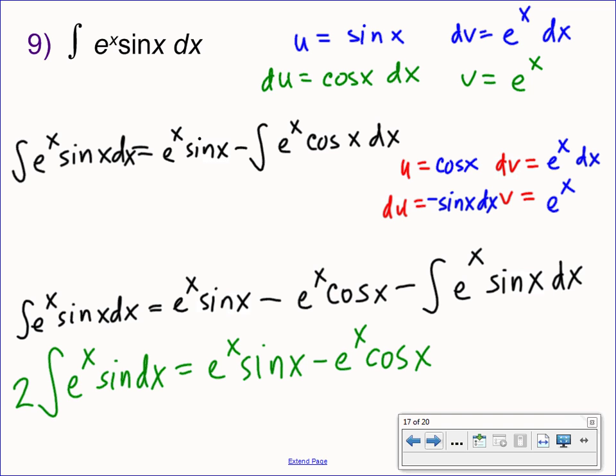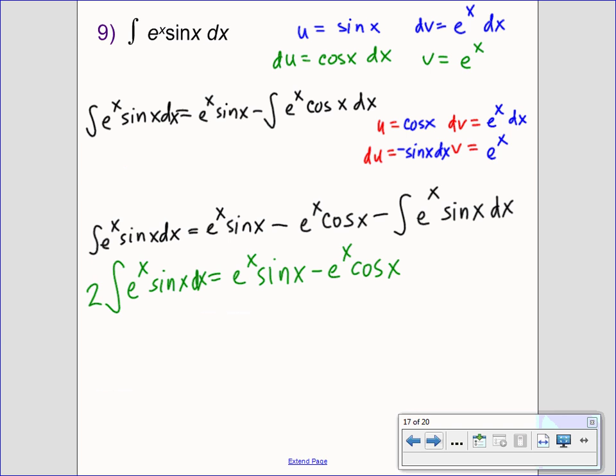Could I solve for the integral of e to the x sine of x? This should not be sin dx, it should be sine of x. It's a sin to write sine without an input. So what do I do to finish this out? Simply divide by 2. That's it. How sweet is that?